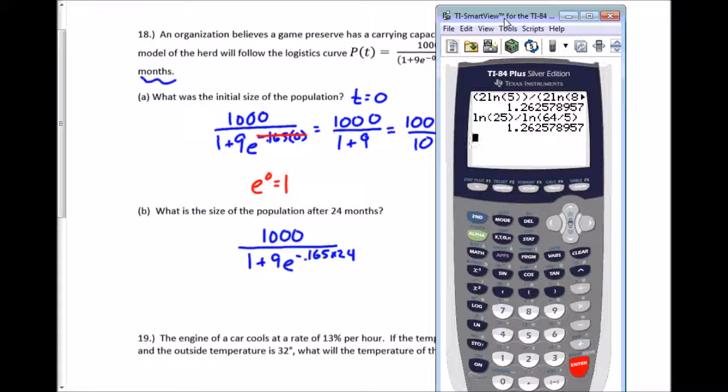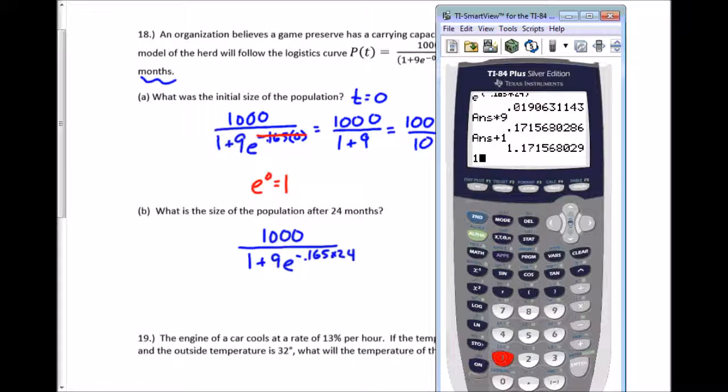I'm going to take order of operations into my own hands. So I'm going to do e raised to the power of negative 0.165 times the 24. I'm going to hit enter, and then multiply that by the 9 and hit enter, and then add 1, hit enter, and now I need to do 1,000 divided by this value that I have.